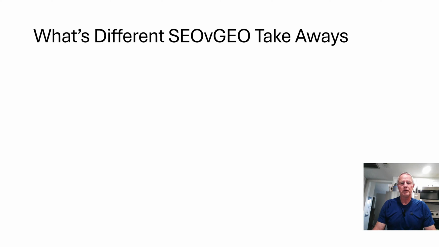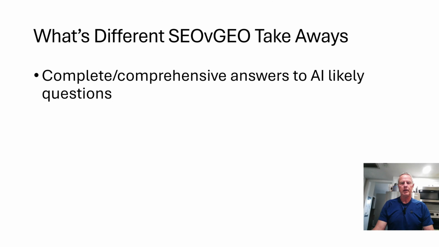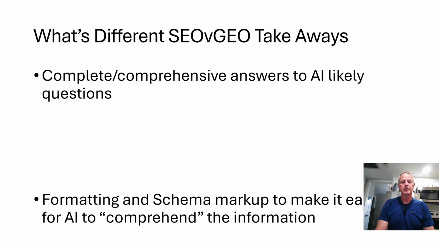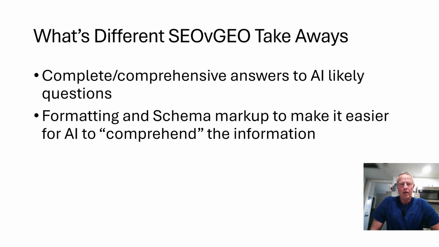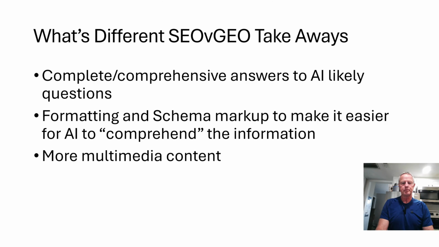So what's different between SEO and GEO? The key takeaways. Here are the things I've come up with. See if this makes sense to you. One, the content needs to be complete and comprehensive. It needs to be answers to questions that AI is likely to address. Two, the formatting and the schema markup need to make it easier for AI to comprehend the information, so probably different schema markups and formatting, which I'll talk about later on.